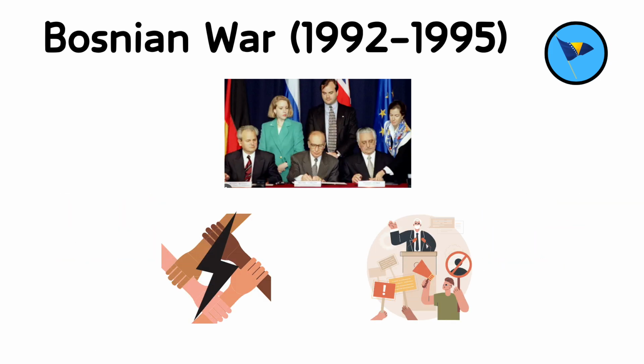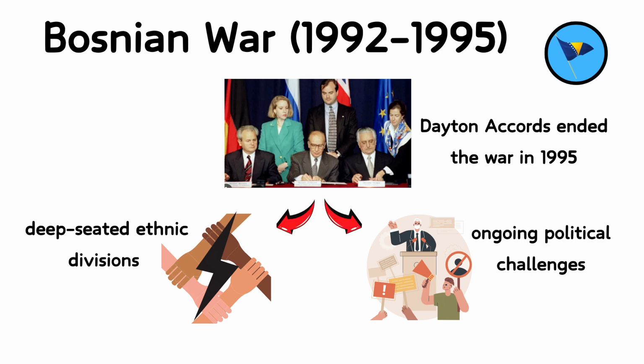including ethnic cleansing and genocide, particularly in the massacre at Srebrenica where thousands of Bosniak men and boys were killed. The war ended with the Dayton Accords in 1995, which established a complex power-sharing arrangement among the three ethnic groups. The war left a lasting impact on the region, with deep-seated ethnic divisions and ongoing political challenges.